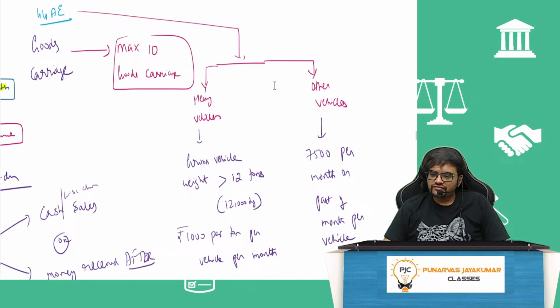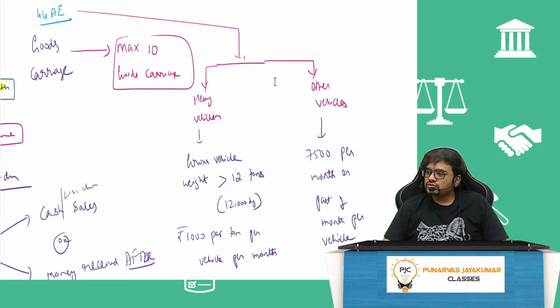So if I have owned it for 8 months and it's a heavy vehicle, 1,000 rupees per ton per vehicle. So if it's 15 tons, 1,000 into 15 into 8 months. Like that I have to calculate. Other vehicles, direct 7,500 per month. So 7,500 into 12. That will be deemed to be my income.